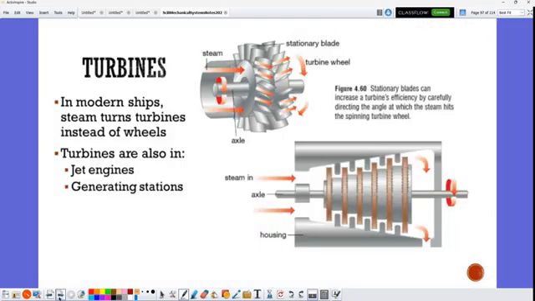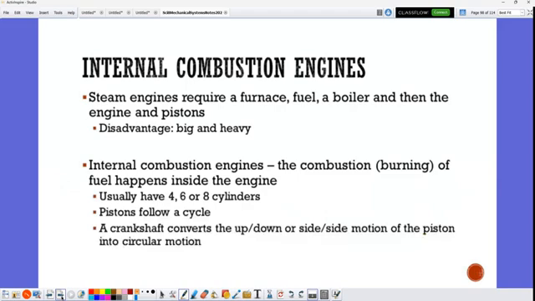Okay, and then there's turbines as well. You're going to learn a lot about this in grade 9 as well. The one I'm used to seeing is we use turbines to spin a magnet through a coil to generate electricity, but it could also be used in modern ships as steam turns turbines instead of wheels. And turbines are also found in jet engines, in generating stations as well. Steam engines require a furnace, fuel, a boiler, and the engine and piston. Disadvantage: this is big, heavy, takes up lots of room.